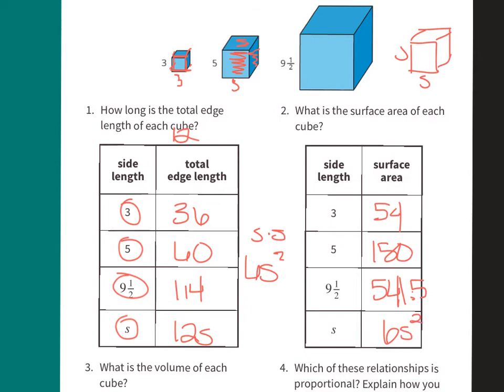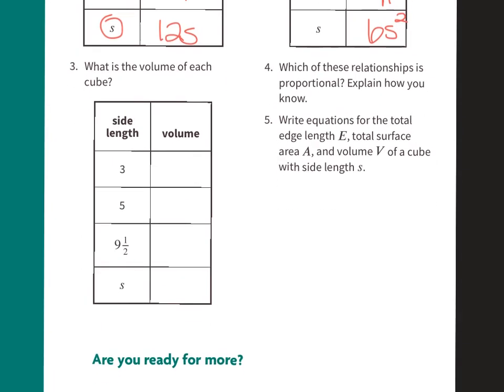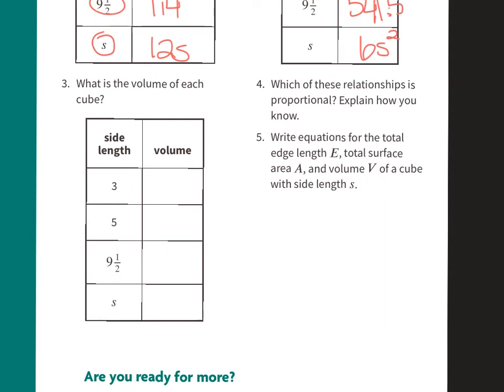Okay? Moving on. What is the volume of each cube? Volume is length times width times height. So on a cube, all the sides are the same. So we're going to go 3 times 3 times 3, and we get 27. Then we're going to go 5 times 5 times 5 in our calculator, get 125.